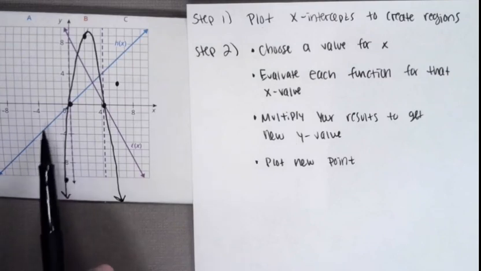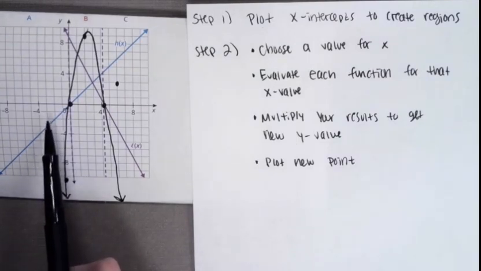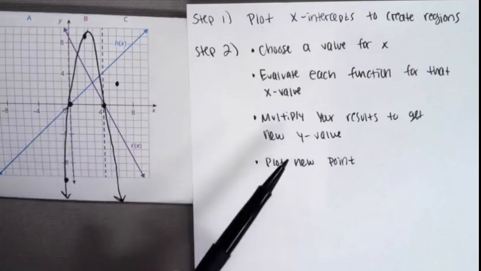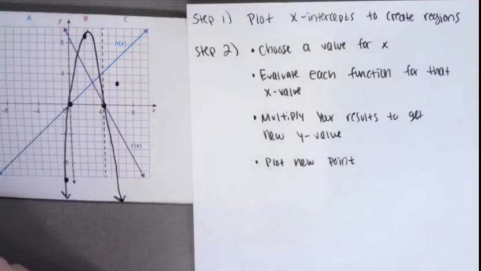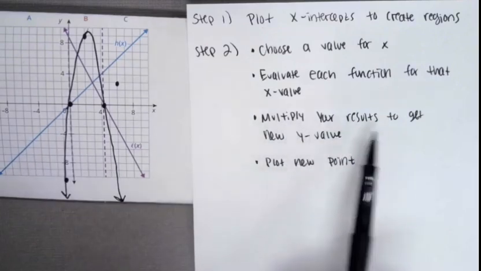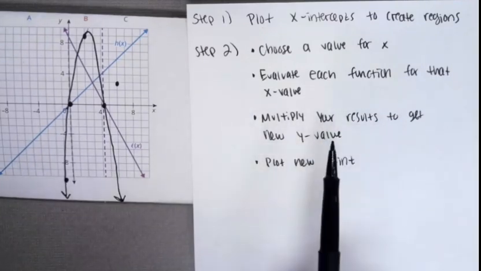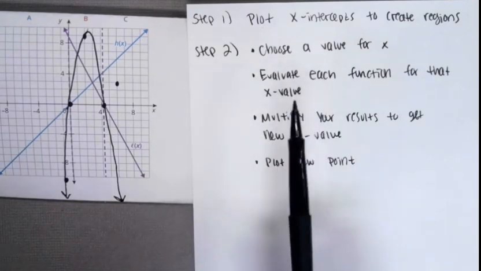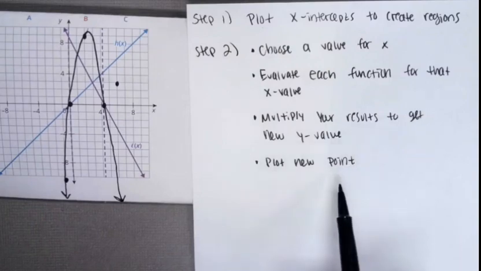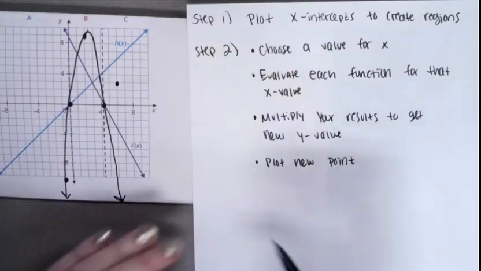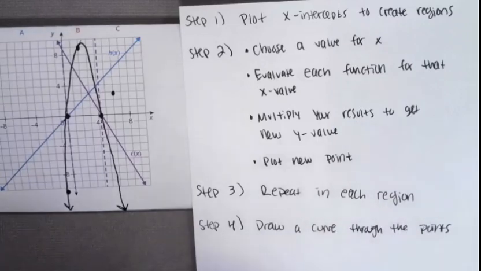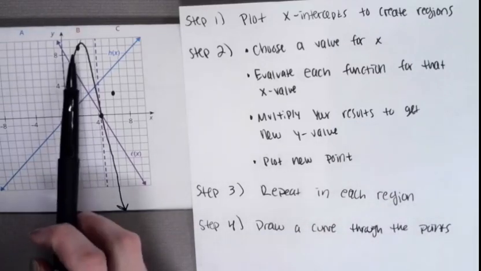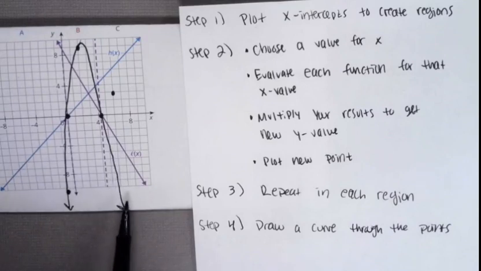So I found out on my h of x graph, when x is negative 1, what is y? And then on my purple L of x graph, when x is negative 1, what's y? You multiply those results together to get your new y value, and then you plot your new points with the x value that you had chosen to plug in and the y value that you got from multiplying. Step 3 is to repeat this in each region. So we found a point in the left region here, in the middle region, and down in the right region here. And then you want to draw a curve that goes through all the points that you plotted.